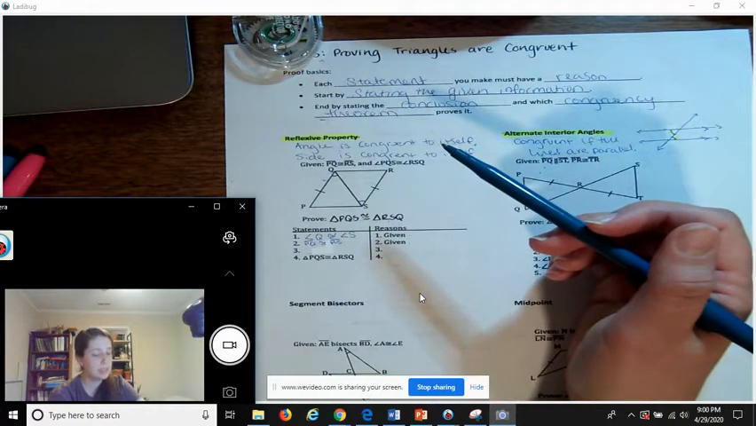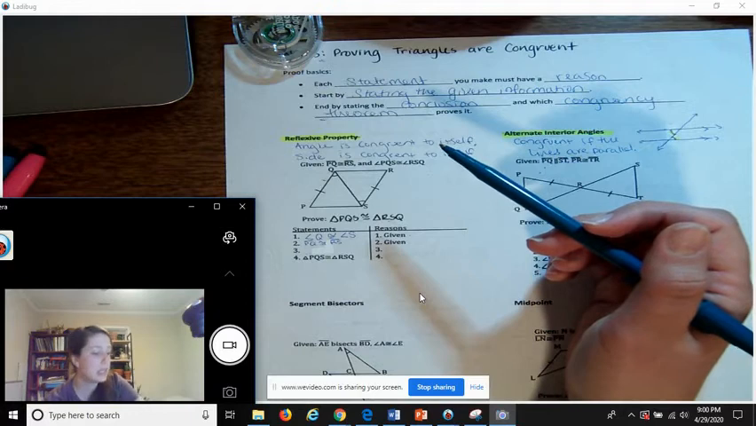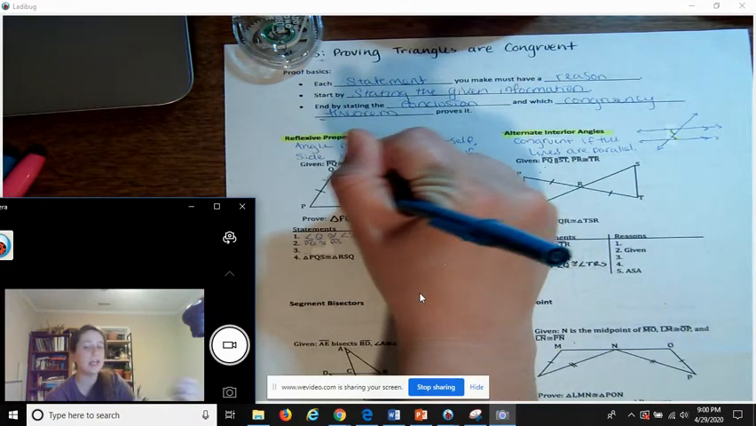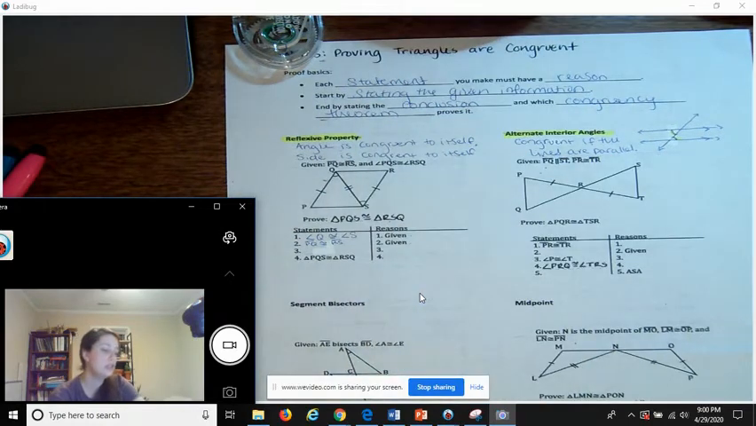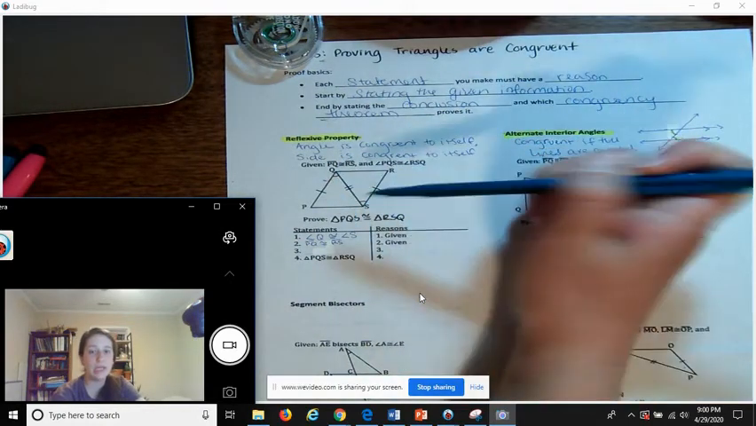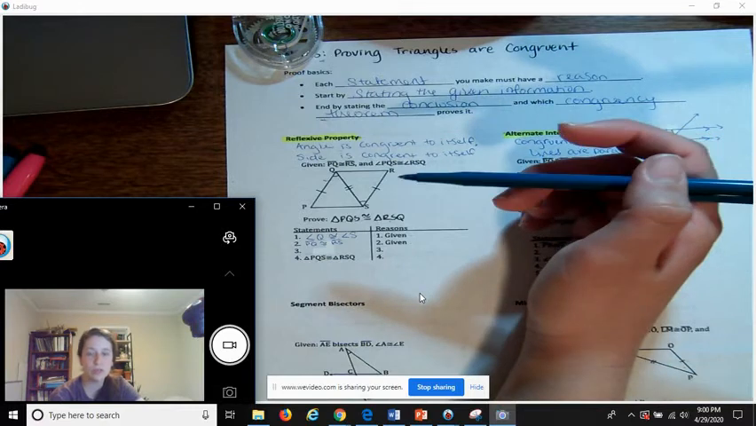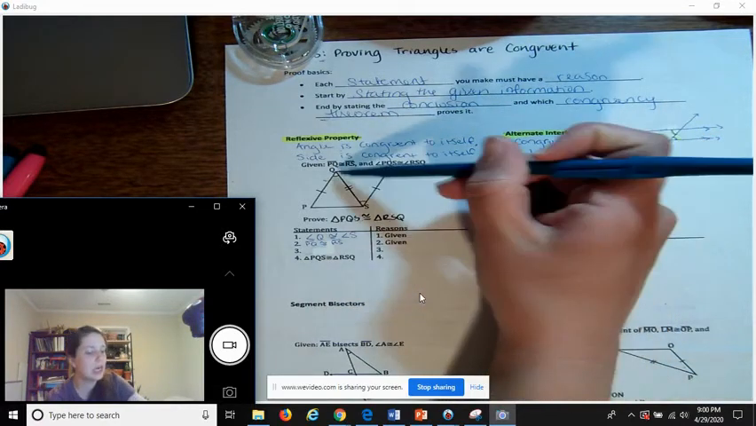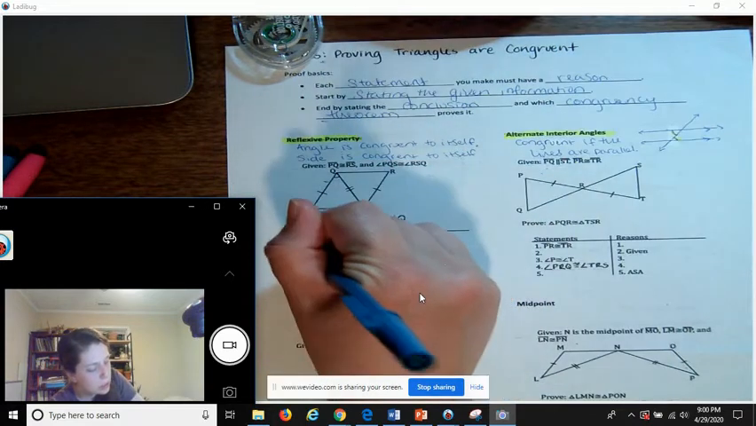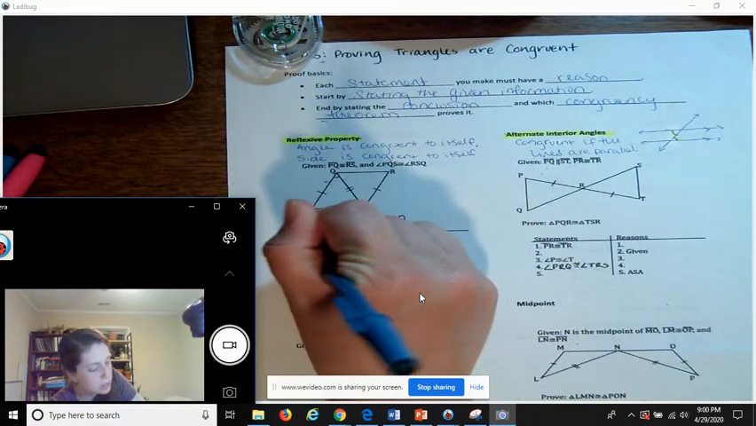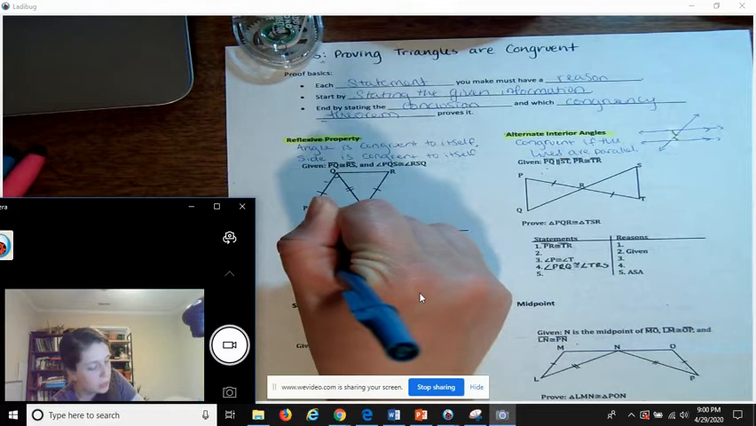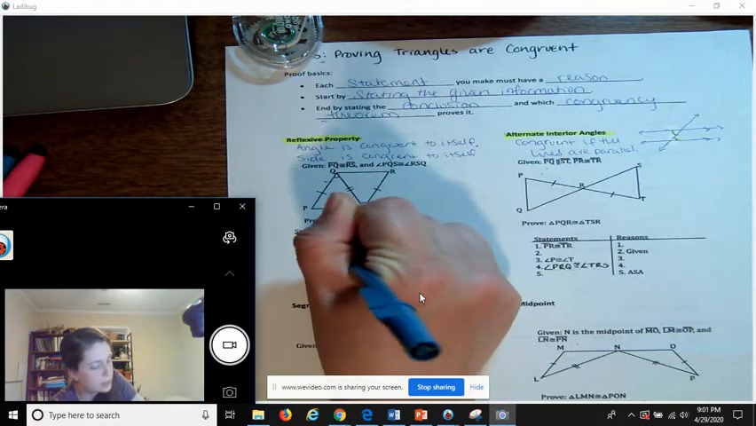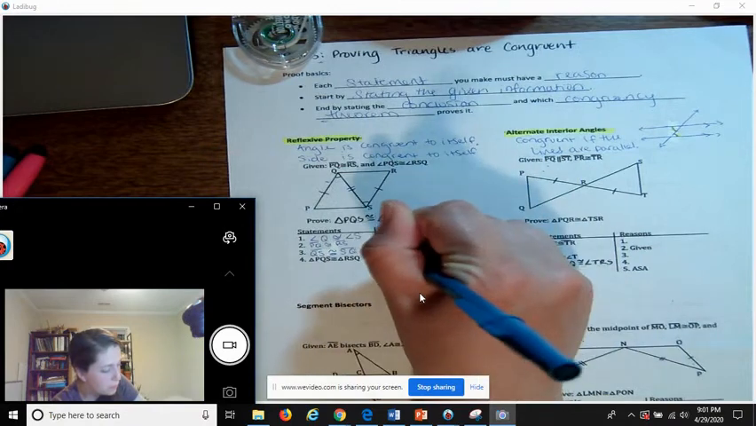The next thing is that QS is congruent to itself. This is the reflexive property. These two triangles share this side right here. And so we're just saying that those two sides of those separate triangles are the same, but because they're shared, we label them as QS is congruent to SQ. And this is by the reflexive property.